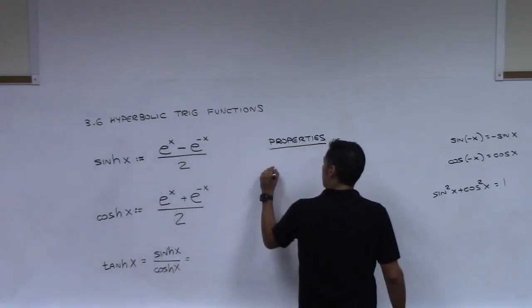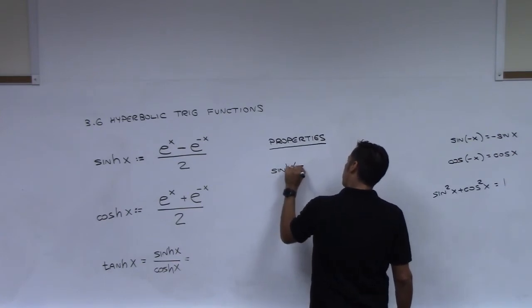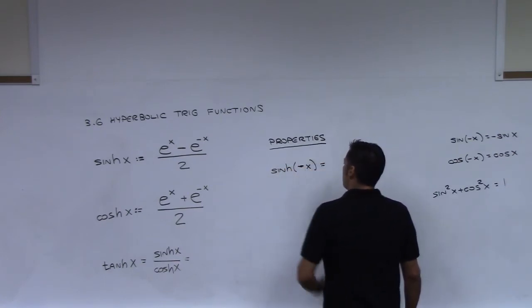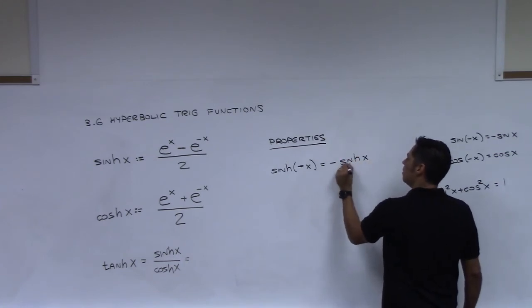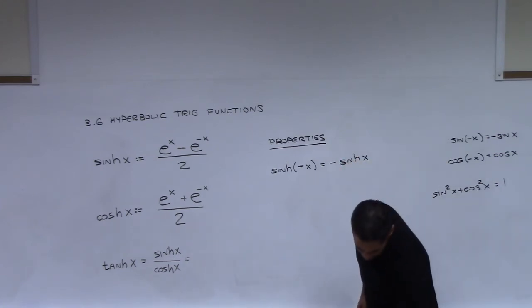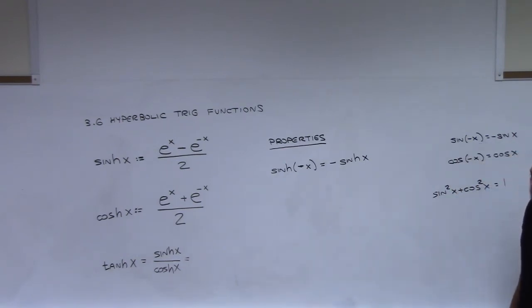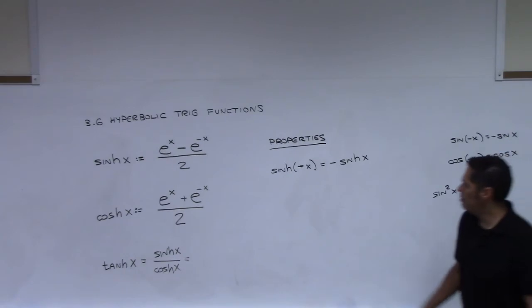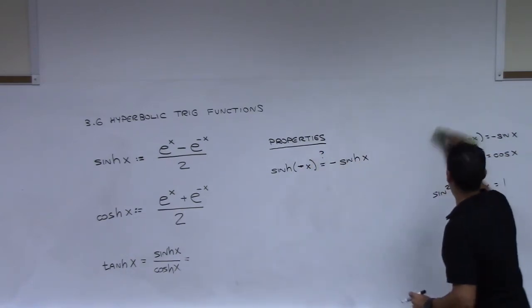Let's try this. Let me put the property down here. Sine hyperbolic of negative x. I wonder, is that equal to negative sine hyperbolic x? What do you think? Do you think it will be? How would we check? This is kind of a question. It is the property, okay? But how would we check to see if that's true?